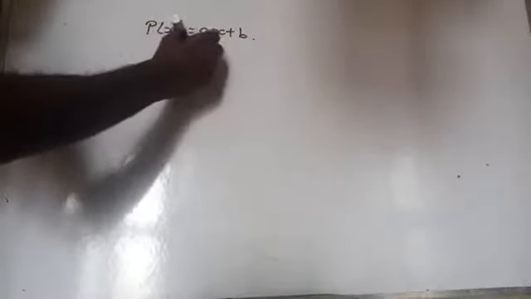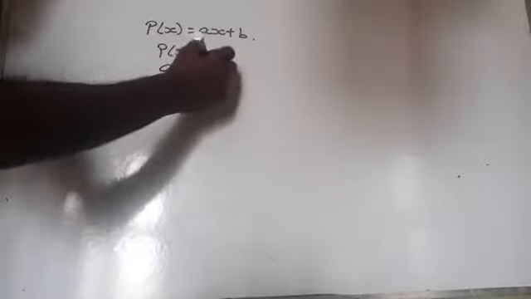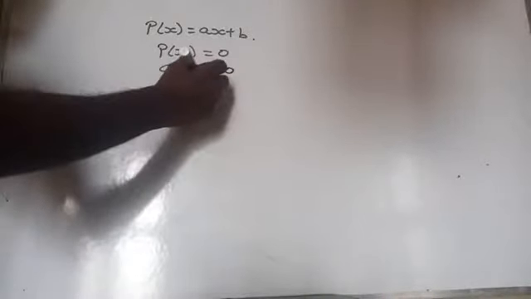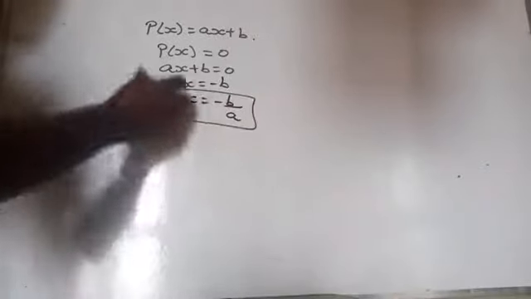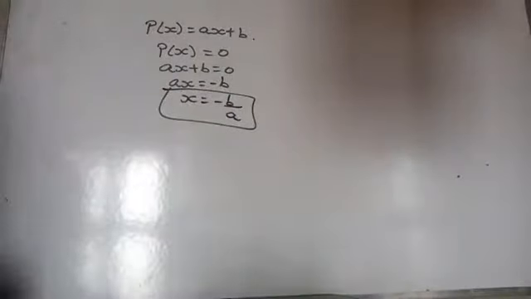Then, what is the next one? To find the zero of the polynomial. So we can find the zeros for any given polynomial. Suppose p of x is equal to ax plus b, you can find the zero. How will you find the zero? Just equate the given polynomial to 0, that is, p of x is equal to 0. Then p of x is nothing but ax plus b, so ax plus b equal to 0. Therefore ax is equal to minus b. Then x is equal to minus b by a.